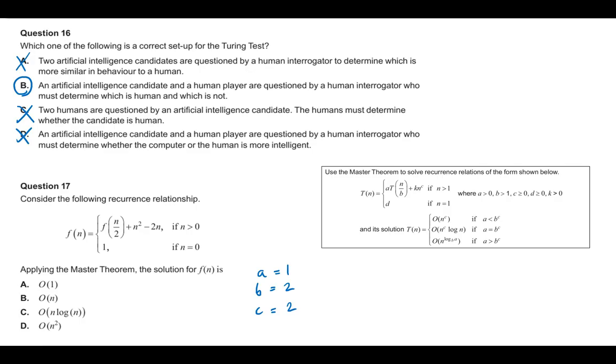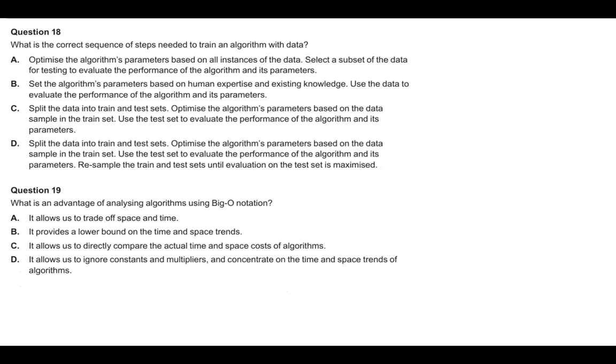Then we look at the cases. We've got b to the power of c, so 2 to the power of 2 we can see is greater than 1. So we are dealing with this case here, which gives us big O of n squared. So the answer is B. Let's see, we're now getting into the slightly hairier questions.